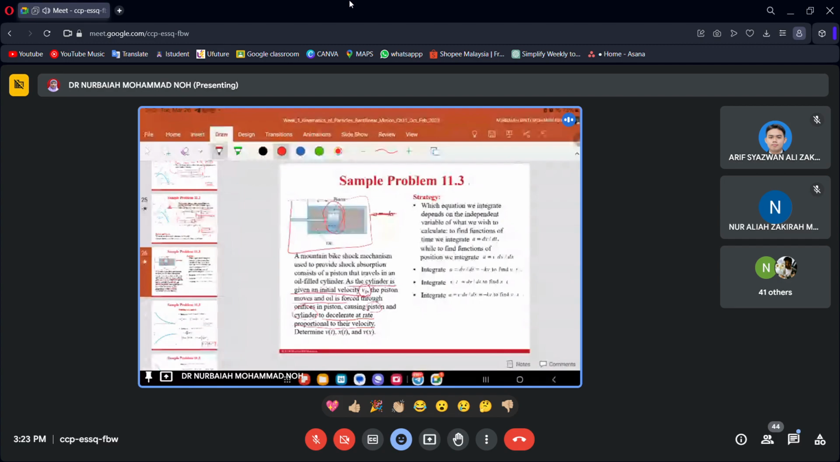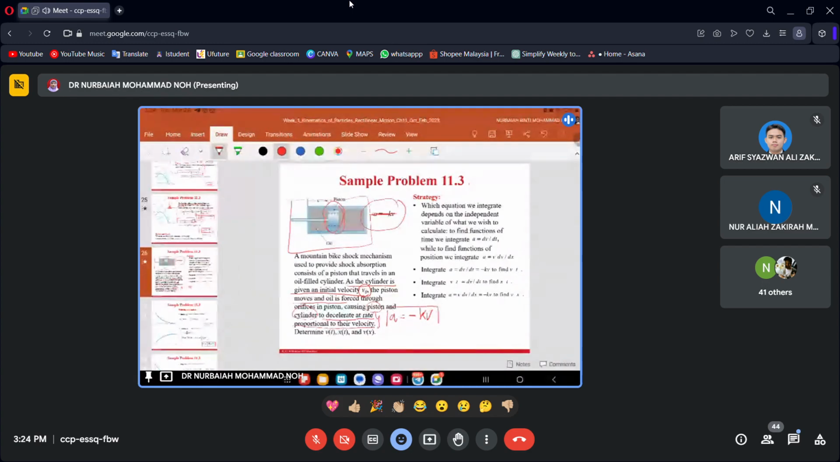As I said, initially dia tak kasih ni, but then you have to translate it into mathematical form based on this statement. Yang mana dia causing decelerate at a rate. Bila berlakunya decelerate maksudnya negative sign kena ada. Negative acceleration. A decelerate proportional to their velocity. Dia tak boleh a equal to negative v. Dia mesti ada coefficient here.